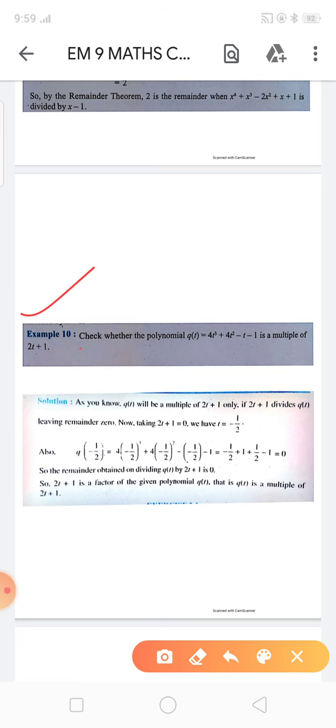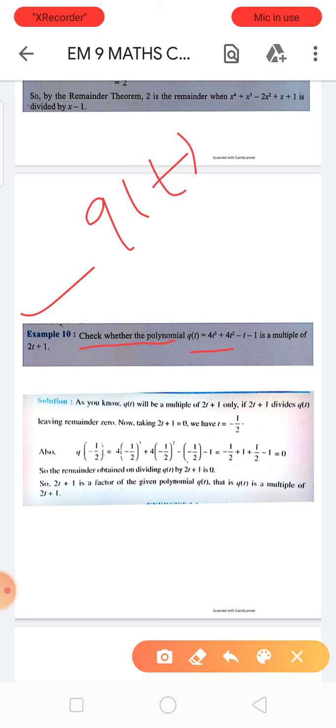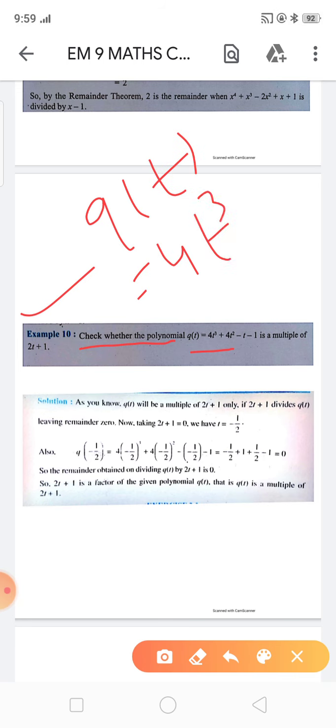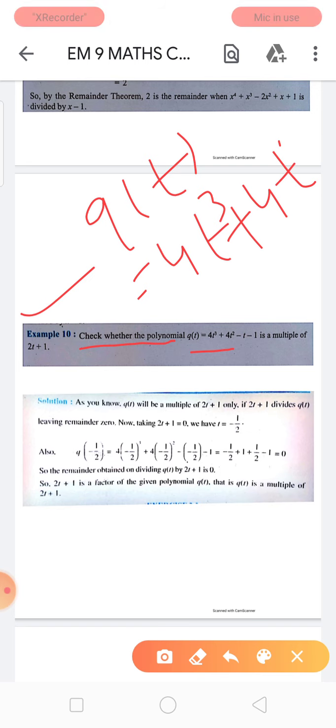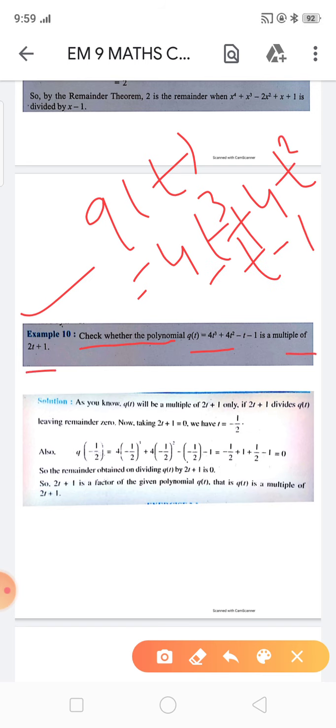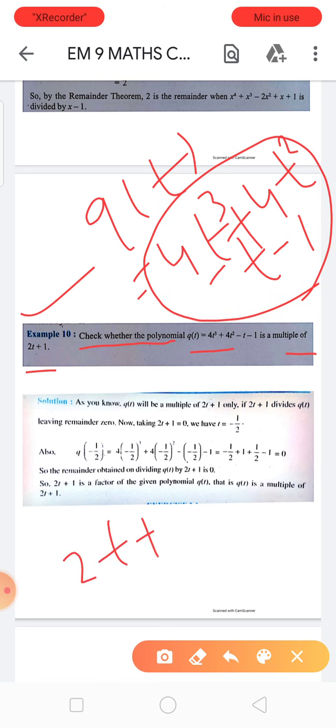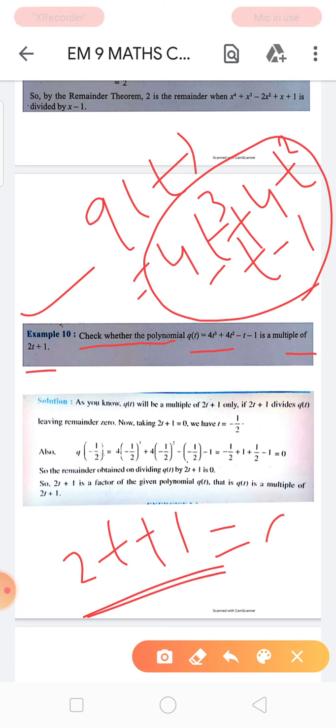Example number 10: check whether the polynomial q(t) = 4t³ + 4t² − t − 1 is a multiple of 2t + 1. This means we have to check whether 2t + 1 is a factor of q(t). For that, first we find the zero of 2t + 1 in the solution.